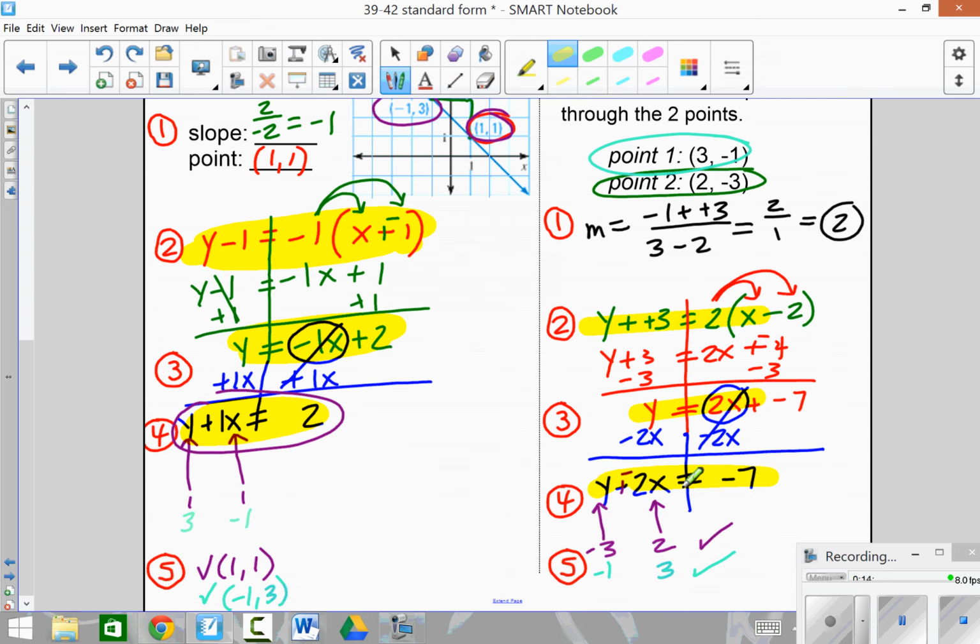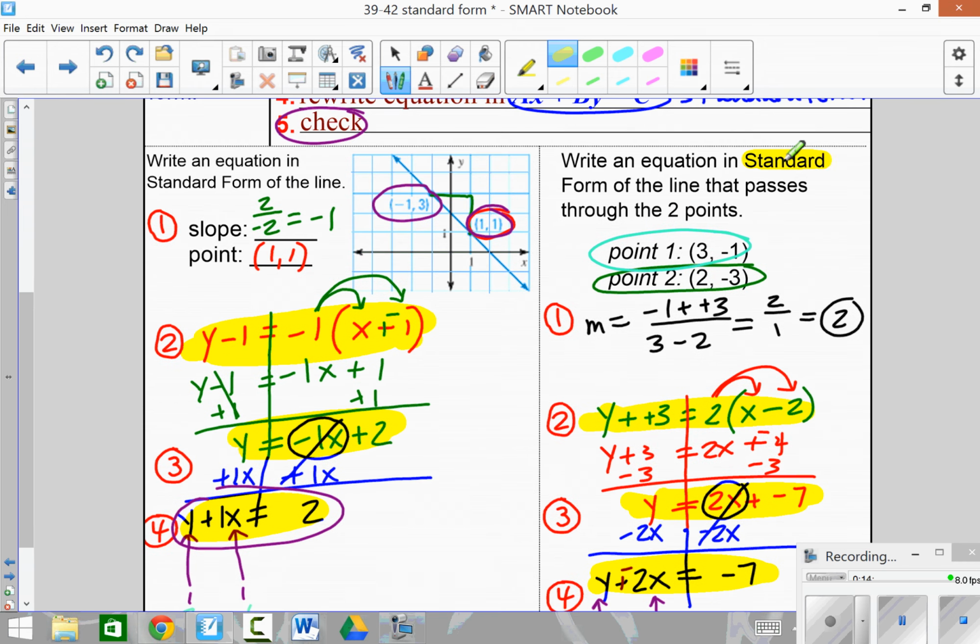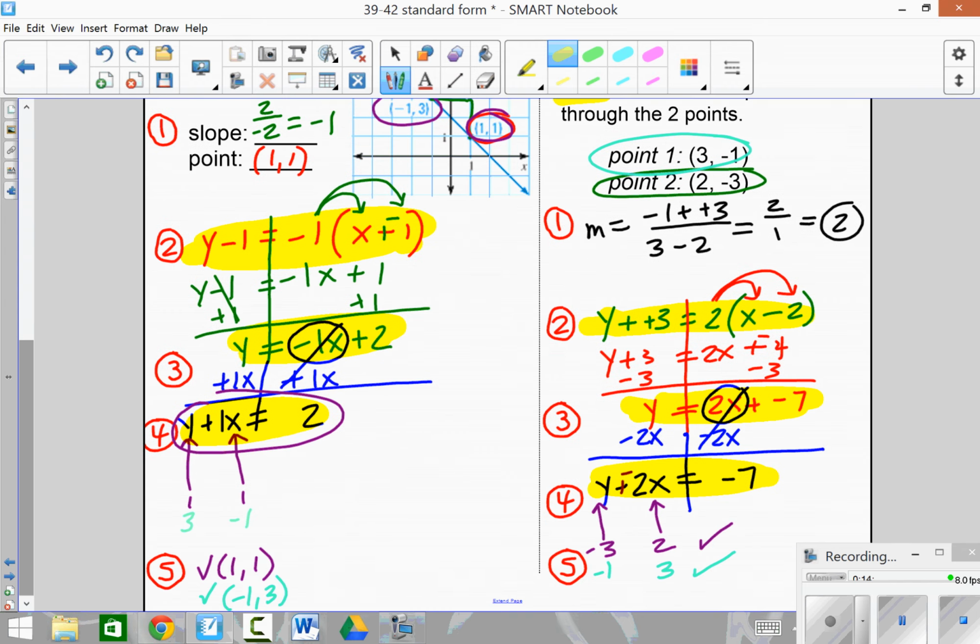So in the end, the final answer to our problem here where it says write an equation in standard form, the actual piece I'm looking for is this piece right here: y plus negative 2x equals negative 7. All right, so that's standard form. Really, all these steps are very similar to what we're used to doing. The only new step is step 4, moving that x over on the same side with the y.